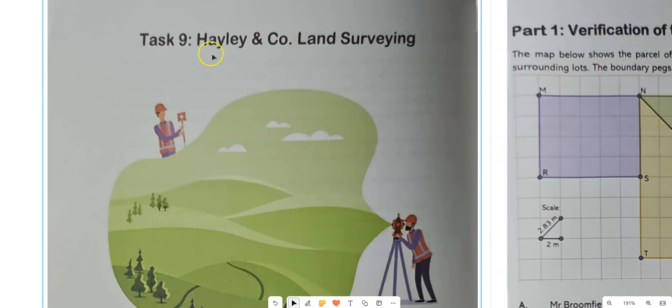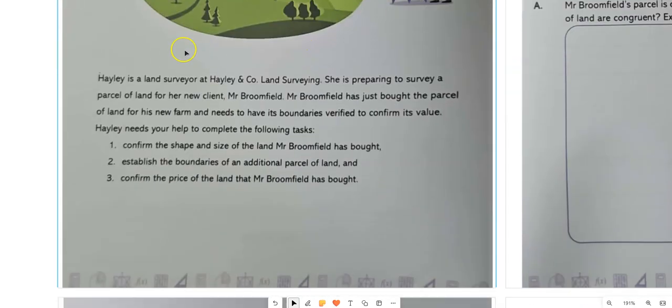Let's look at task 9, Hayley and Company Land Surveying. Hayley is a land surveyor at Hayley and Company Land Surveying. She is preparing to survey a parcel of land for her new client, Mr. Broomfield. Mr. Broomfield has just bought the parcel of land for his new farm and needs to have its boundaries verified to confirm its value.